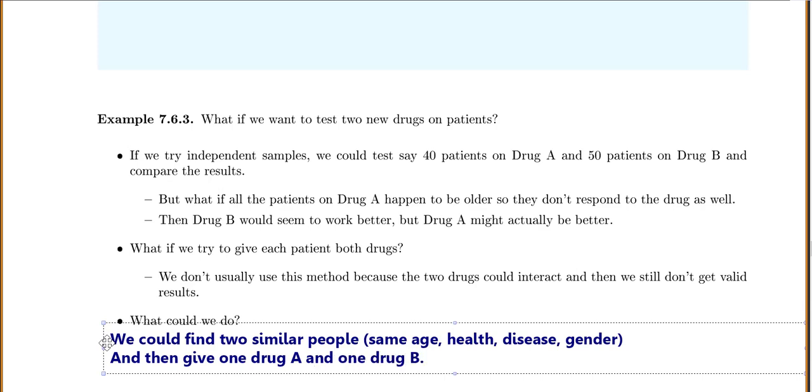This is why we call it matched pairs. So you find a bunch of pairs that are as similar as possible and then you put one in drug A and one in drug B. That way your two different groups should be as similar as possible and any differences should then be caused by the drugs and not just who was in your group.